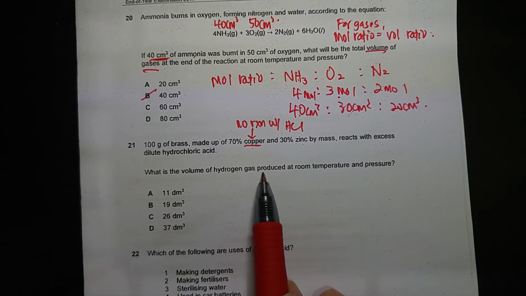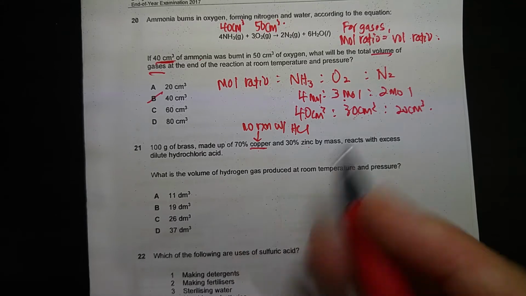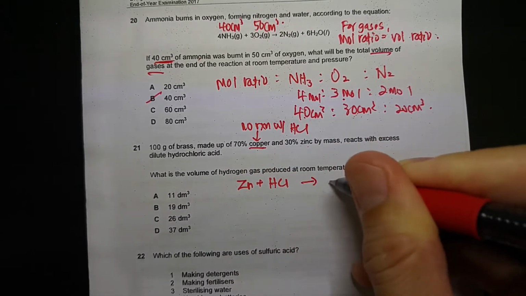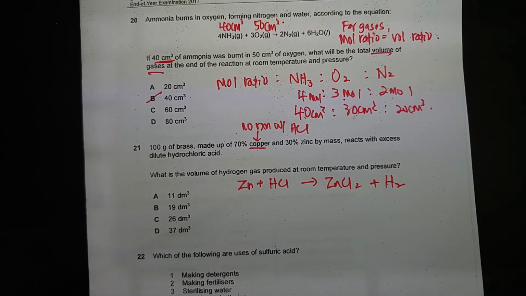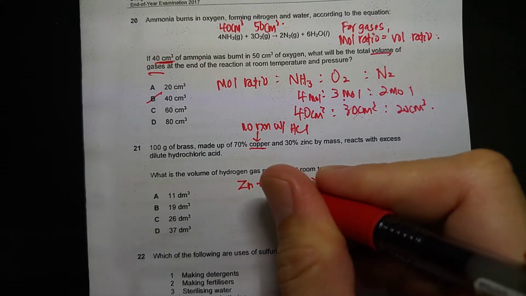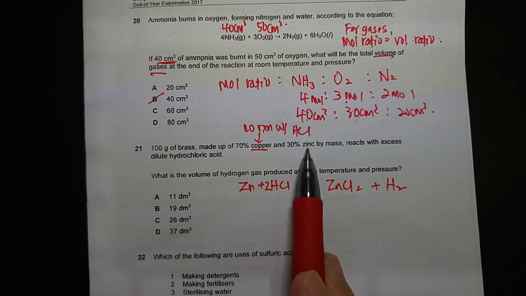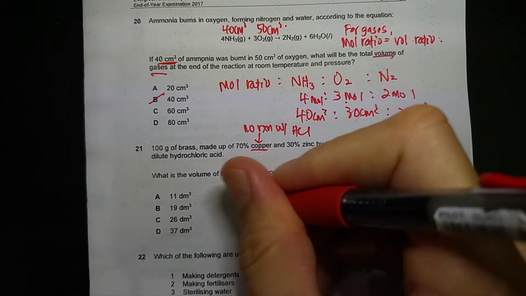What is the volume of hydrogen gas produced at room temperature and pressure? So you have zinc plus HCl, you get zinc chloride and hydrogen. Alright? Balance. Now, how much of the zinc is available? 30%. 30% of 100 gram is 30 gram.